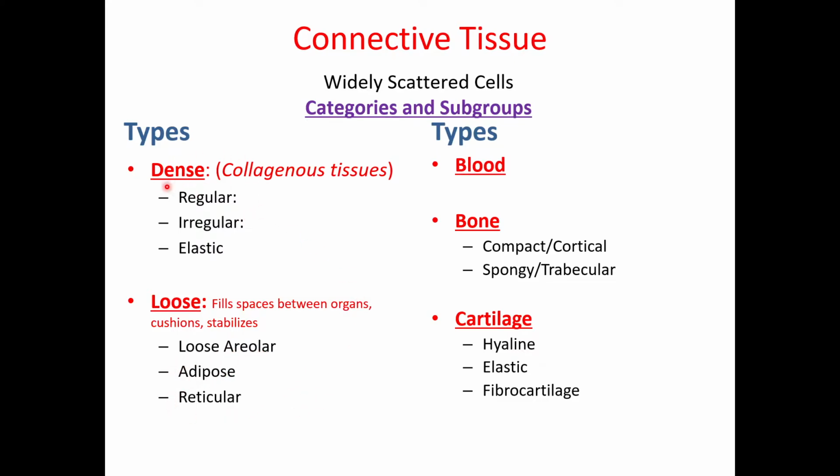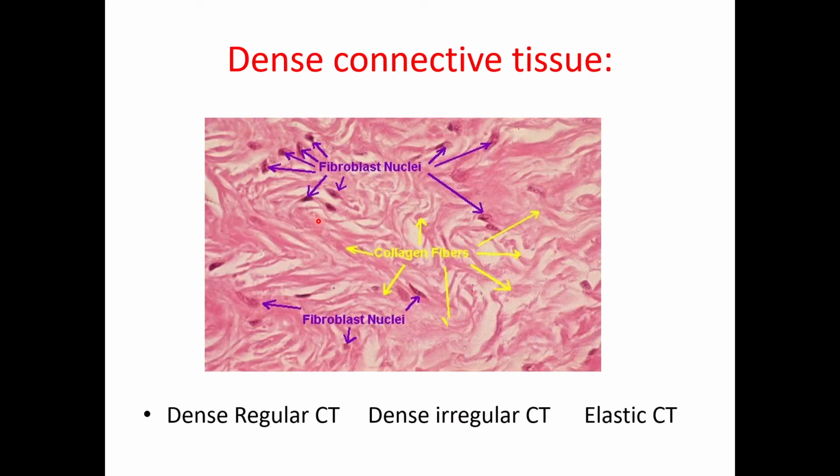Now let's go ahead and focus on our dense type first. This is filled of collagenous tissue, which means these are very strong bonds that are going to go from point A to point B for the most part. They have like a very specific outline to them. So let's take a look at our collagen fibers for dense regular, dense irregular, and elastic.